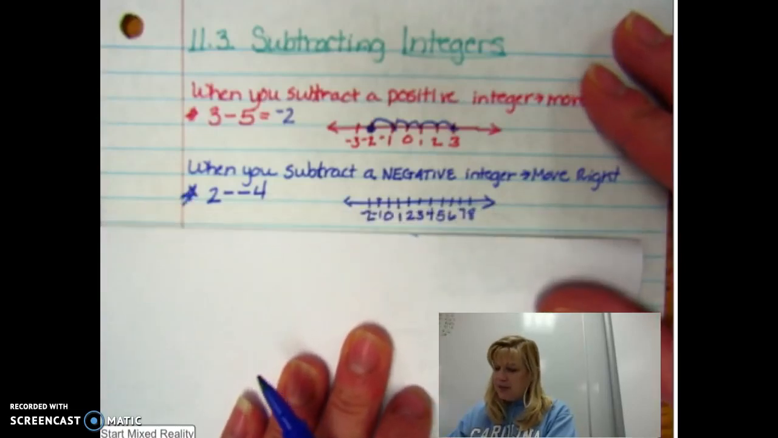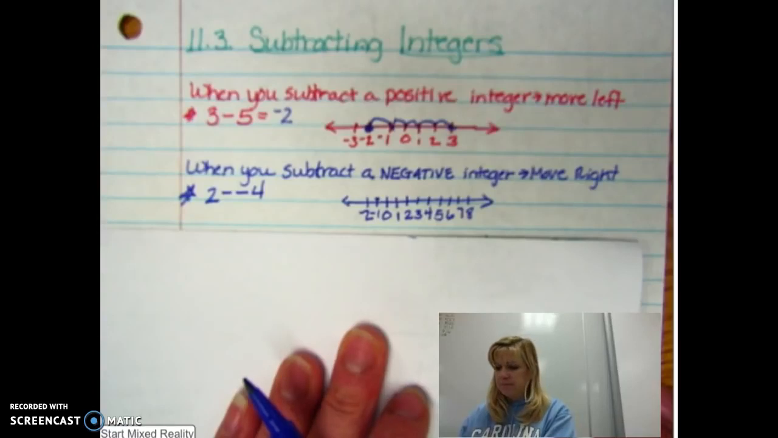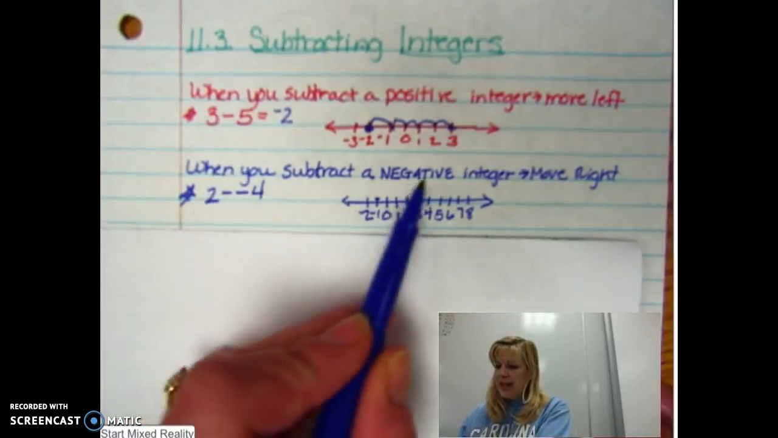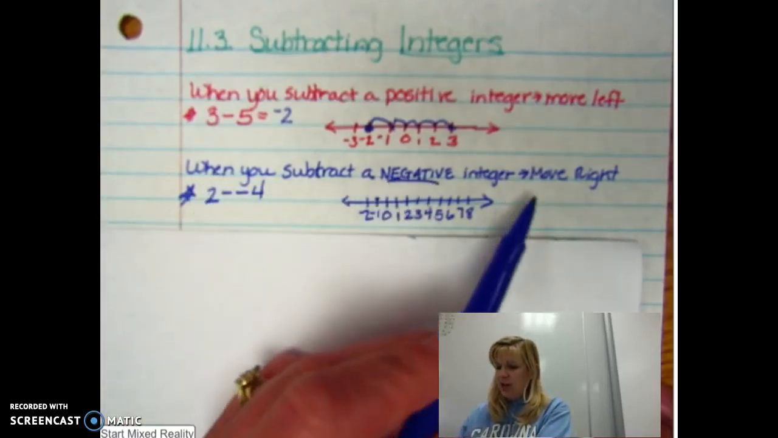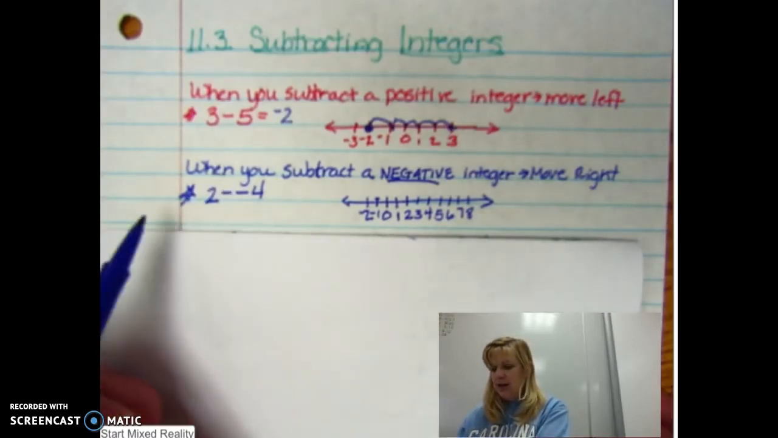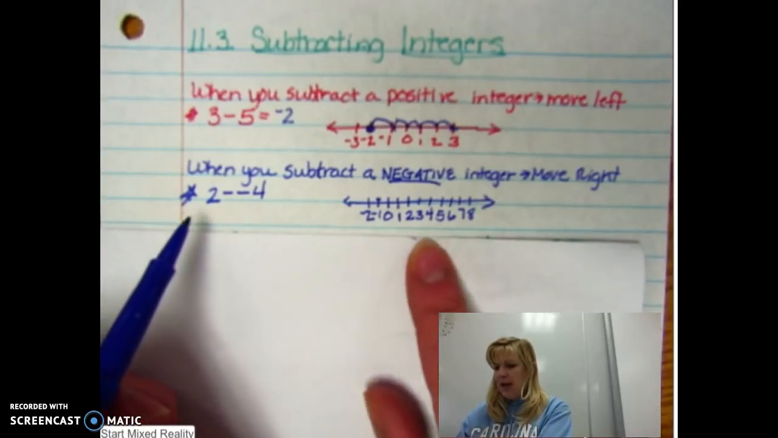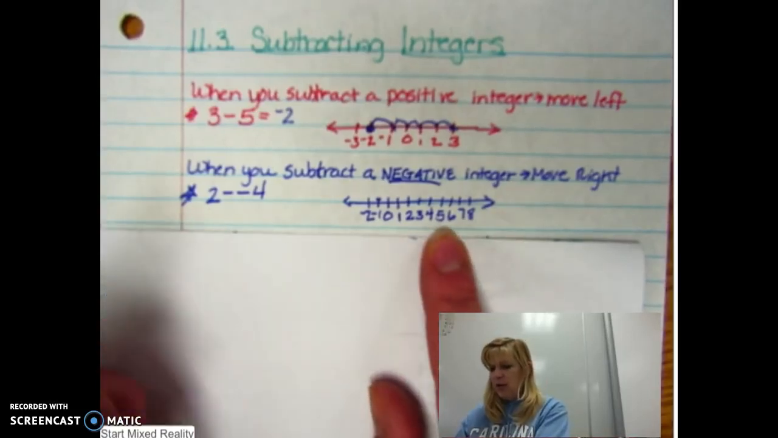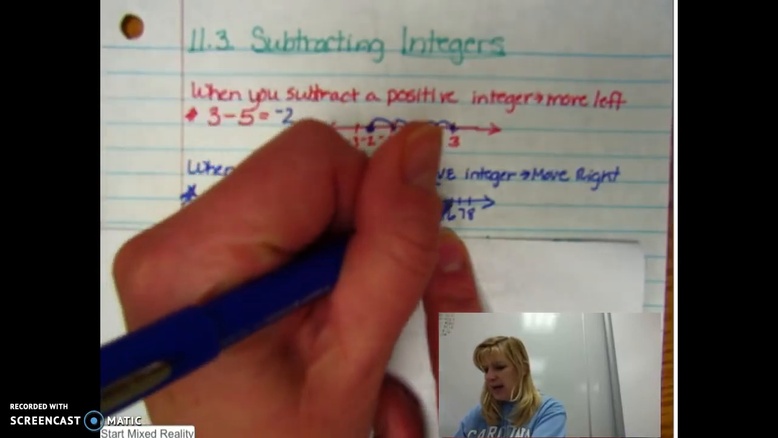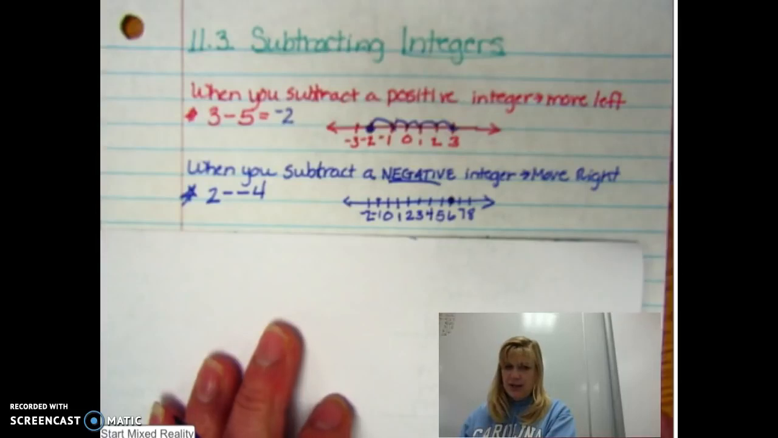This is the part that causes kids a fair amount of trouble. When you subtract a negative integer, you actually move right, okay? So if you do 2 minus a negative 4, you actually end up at a 6. I'm going to try to show you that in a couple of different ways.